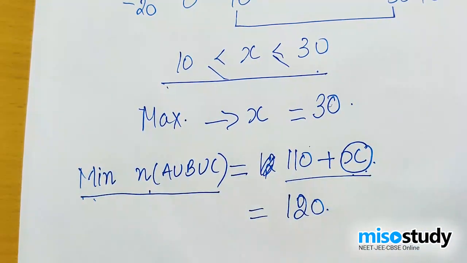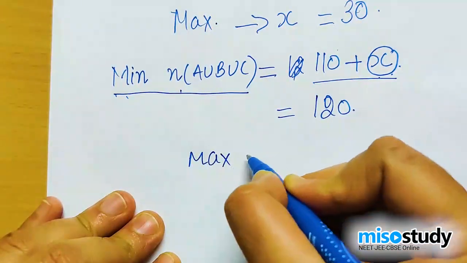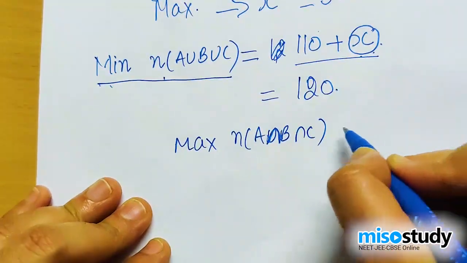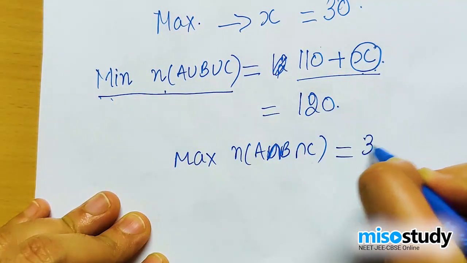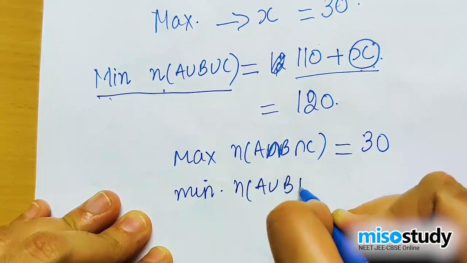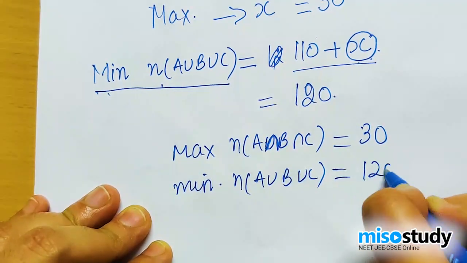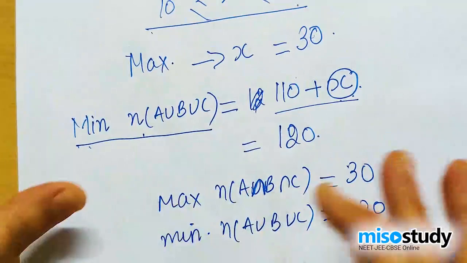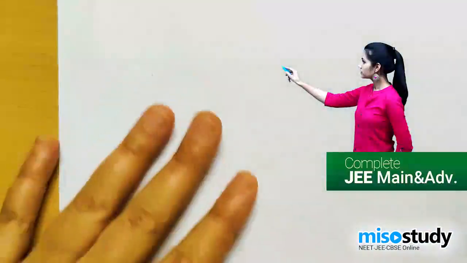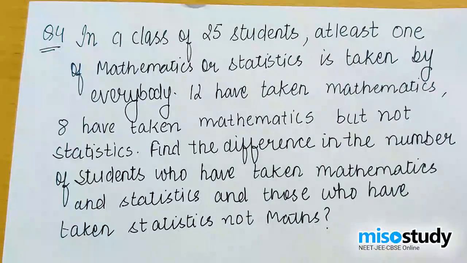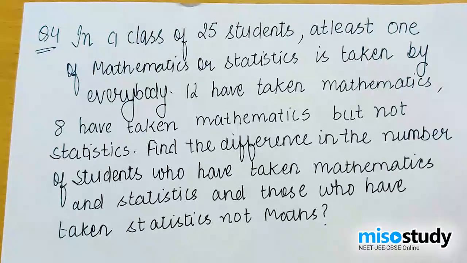So the maximum of A intersection B intersection C is 30, and minimum of A union B union C is 120. I hope you are clear with it. And now coming to the last and the final question of this session, that is question number 4. I hope after doing so many questions like these, you'll find this question comparatively very, very easy.